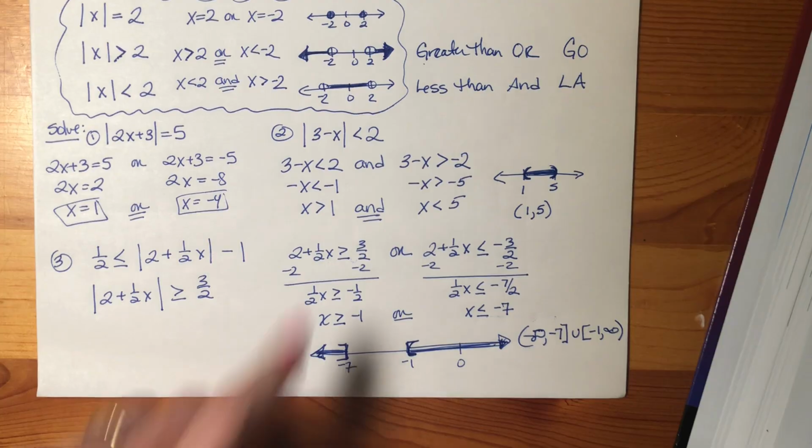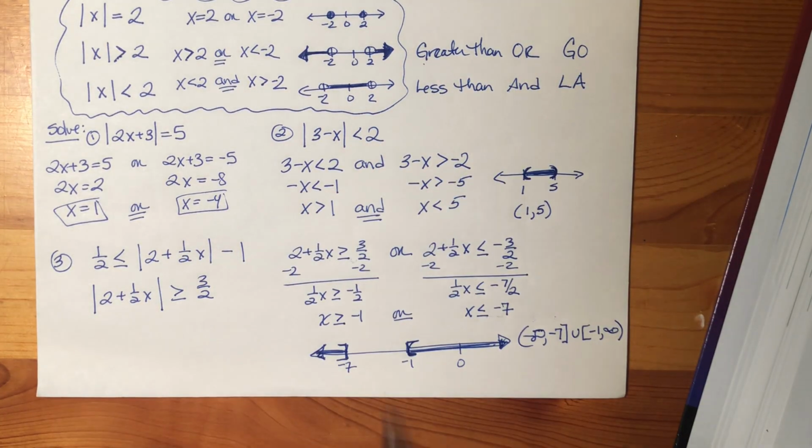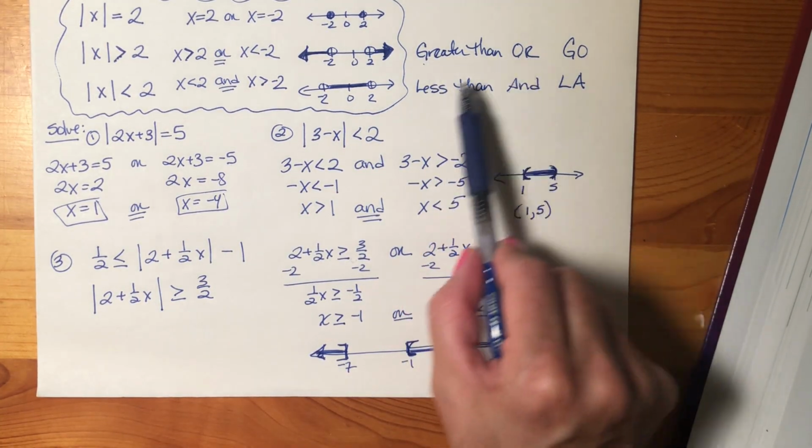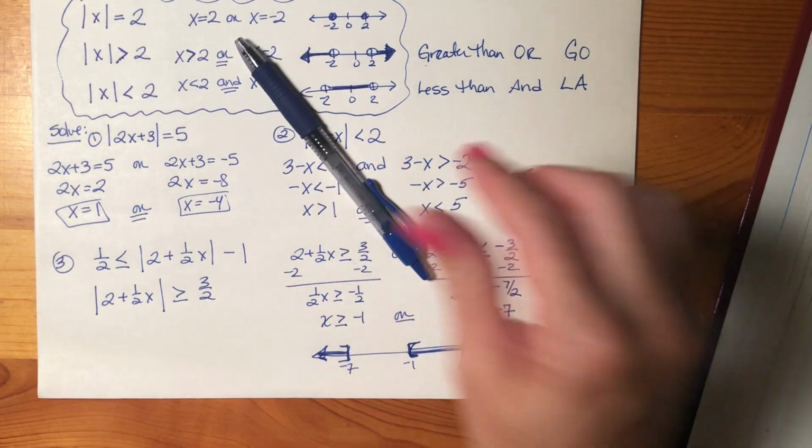Oh, such fun problems. Remember, go LA, we're cheering for the Dodgers, go LA. Greater than, you're using an or; less than, you're using an and. Have fun with your problem set.